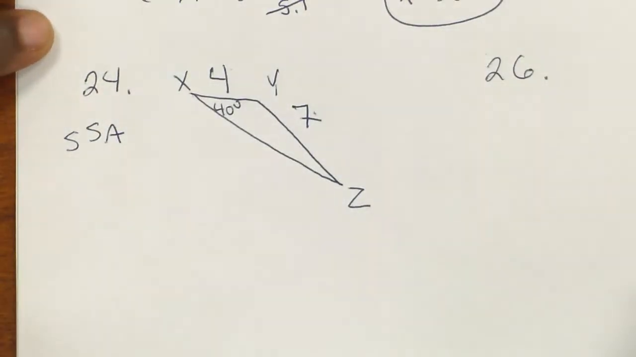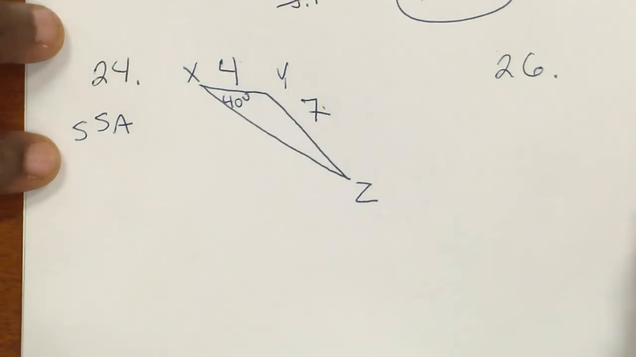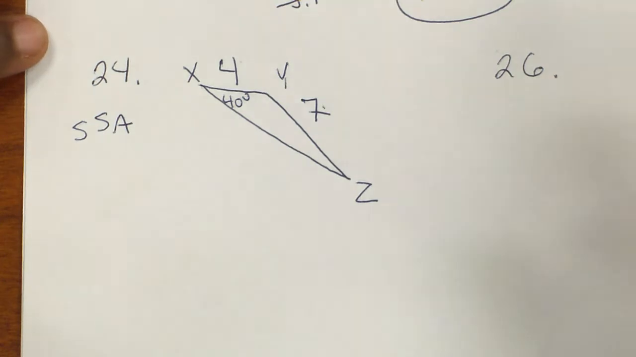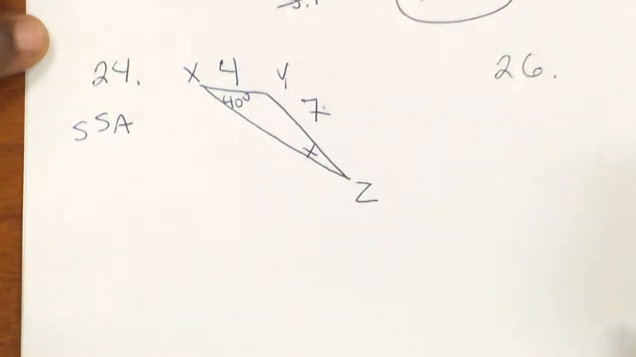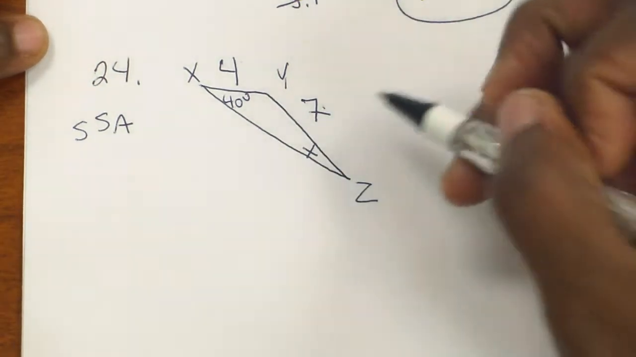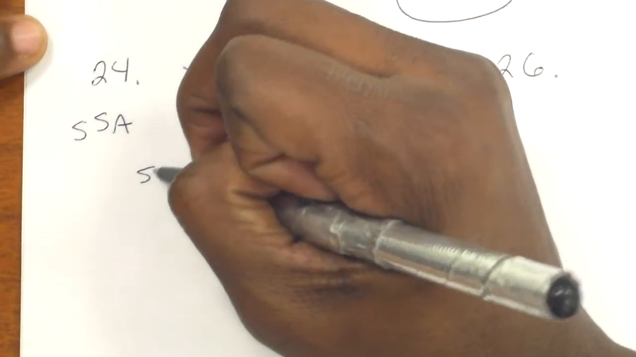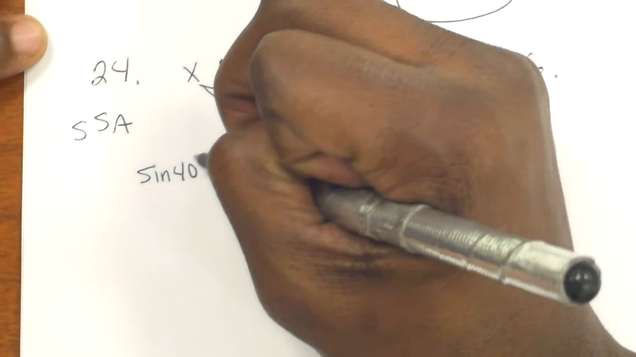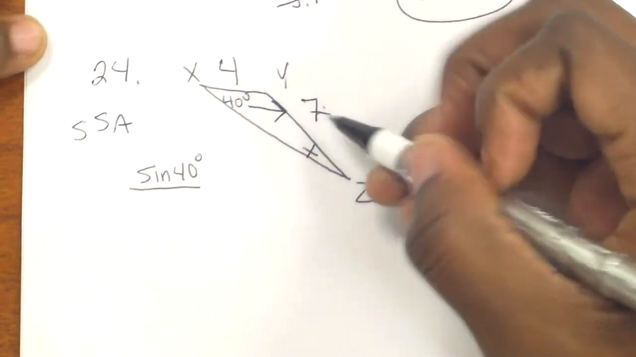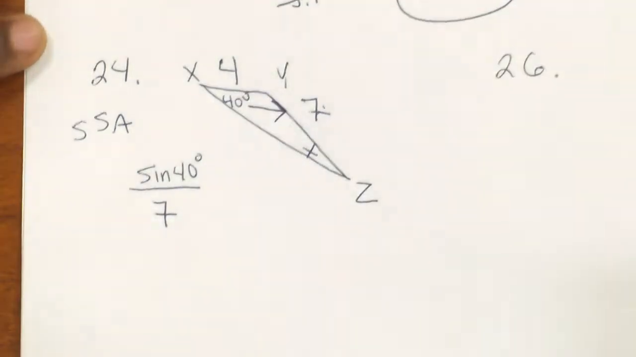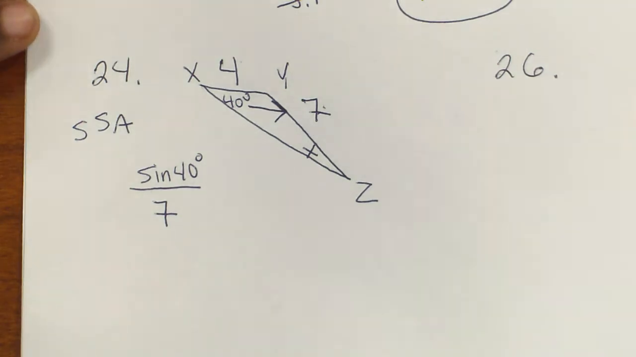So if you go back to the law of cosine and sine, side, side, angle tells us we're using the law of sine. And all the law of sine is just proportions. Since we're finding z, since it's sine, we're using sine. 40 is opposite of 7, so our proportion will be sine 40 degrees divided by whatever side it's opposite of, which is 7. It's a law of sine because it's not a right triangle and it's a side-side angle.